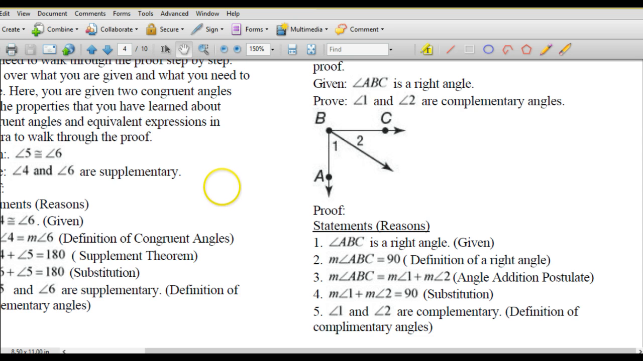So in the next step, we're going to substitute in 90 in place of the measure of angle ABC to get this next statement. So the measure of angle 1 plus the measure of angle 2 is equal to 90. From here, we can now state that angles 1 and 2 are complementary by the definition of complementary angles, because we just showed that the measures of 1 and 2 have a sum of 90 degrees.